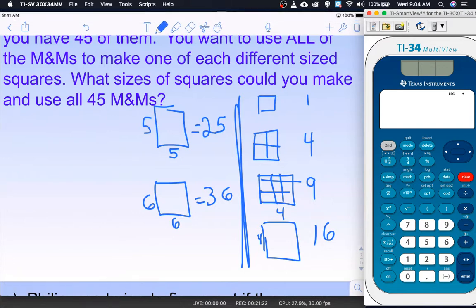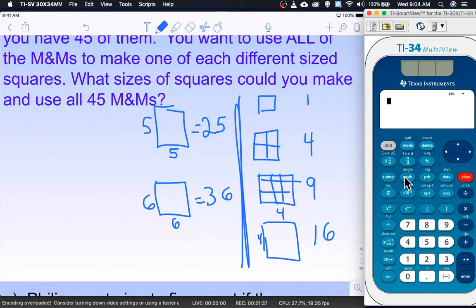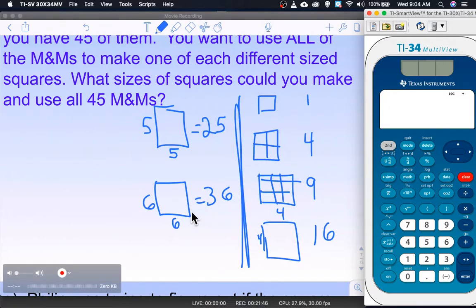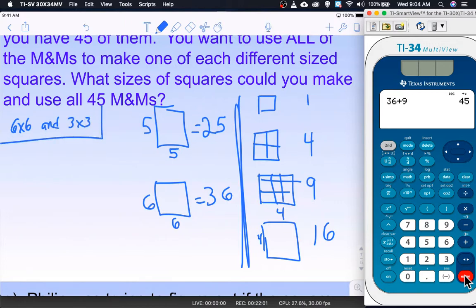So now you're just looking, let's say, which sets of numbers could equal 45. It says, what sizes of squares could you make and use all 45 M&Ms? So do you see any combinations of numbers here that add up to 45? I see at least one. I can make a 6 by 6 square, 36, and this 3 by 3 square. 36 plus 9 is 45. So I can make a 6 by 6 and a 3 by 3 square. That's one possible answer. That uses all 45 M&Ms.